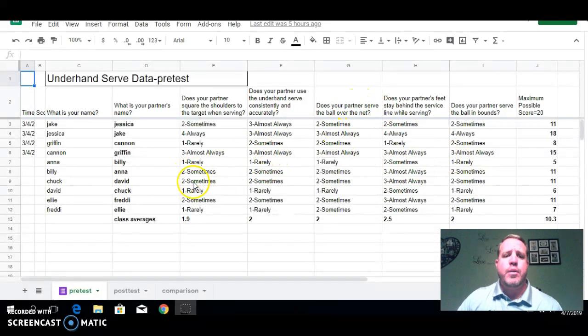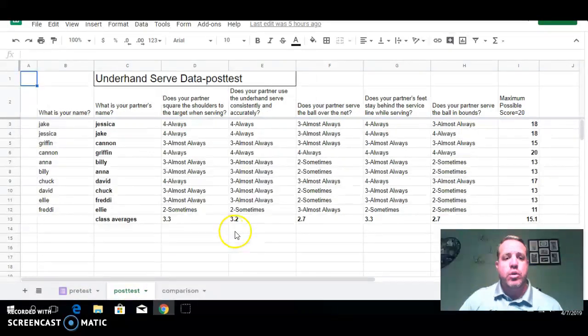Now, understand the pretest is given before there's any type of instruction. So some of these students may come to you having already played volleyball outside of PE. Some of them may have never played it. So a lot of these scores right here are not really indicative of where they're at. A lot of it's just what they know, okay? Now, if I click down here to post-test, you'll be able to see how these students did at the end.